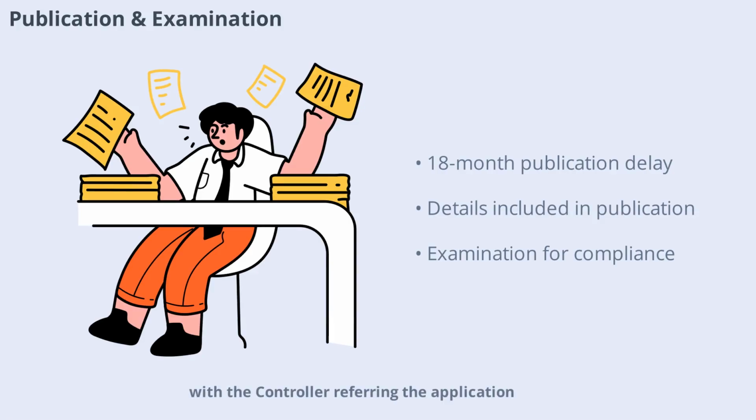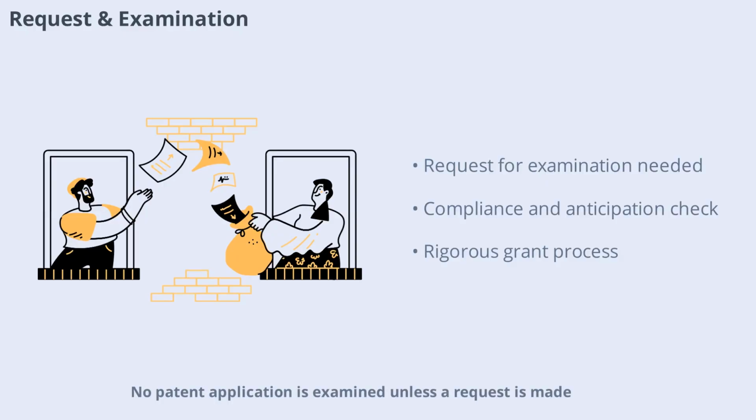Examination follows, with the controller referring the application to an examiner for compliance checks. No patent application is examined unless a request is made by the applicant or an interested party within 48 months. If not requested, the application is withdrawn. The examiner checks compliance with the Act, investigates anticipation, and reports any objections. The applicant must address any issues or amendments required by the controller. This rigorous process ensures only valid patents are granted.